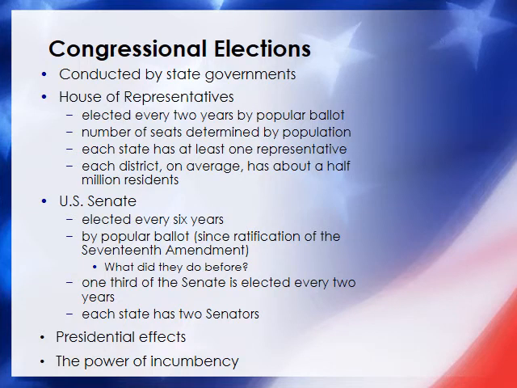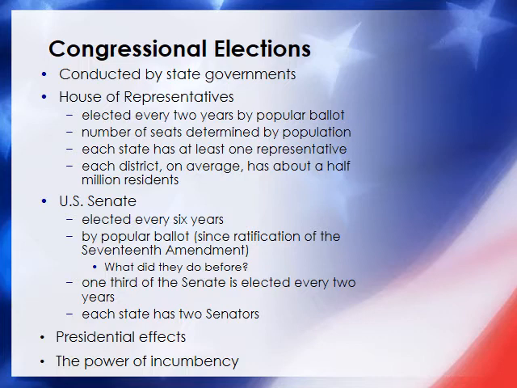Congressional elections are conducted by state governments. So voting rules, as we explored in the last chapter, vary quite a bit from state to state. We've already discussed that the House of Representatives is elected every 2 years, the Senate every 6 years. In the House, the number of seats is determined by population. So the 435 members of the House of Representatives doesn't change, but how they're allocated among the states does change based on the last census.